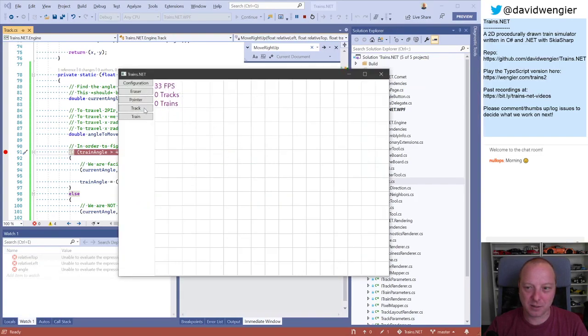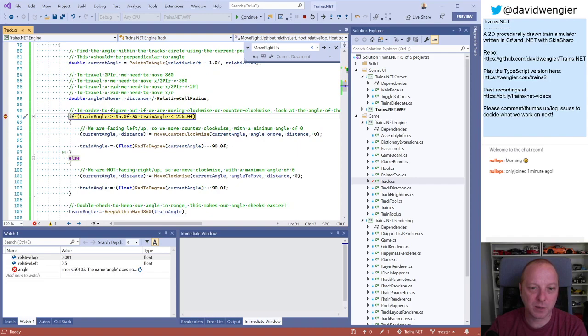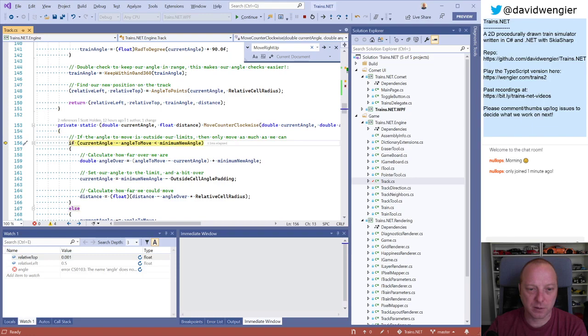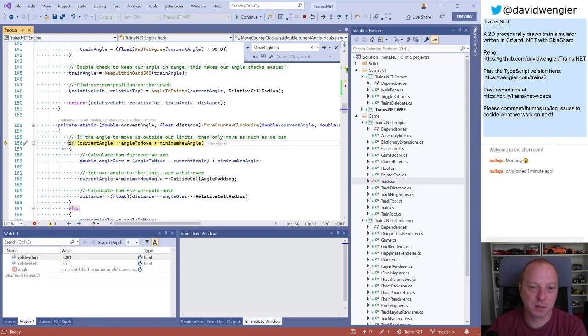Alright, so machine is warmed up. So we want a right up track, which is this way. And let's approach from the top. So our angle is 90. So we should be going counterclockwise here, which is correct. So let's have a look. Our current angle is a bit less than pi. That makes sense. So a bit less than pi, that's 180, that's here on the circle, so we're coming in this way. That makes sense. I see.